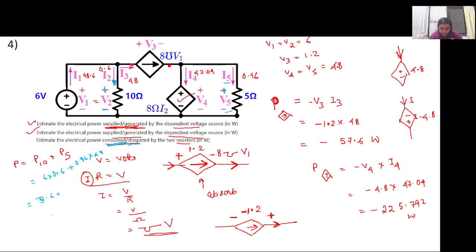Okay. The total, are you talking about the total power? No, ma'am. Okay, it is by 5 ohms. Okay, so let us just calculate it. So the total is 8.208. Okay. 4.608. So the total is 8.208, right? Yeah. So this is the total power that is getting dissipated by the two resistors.